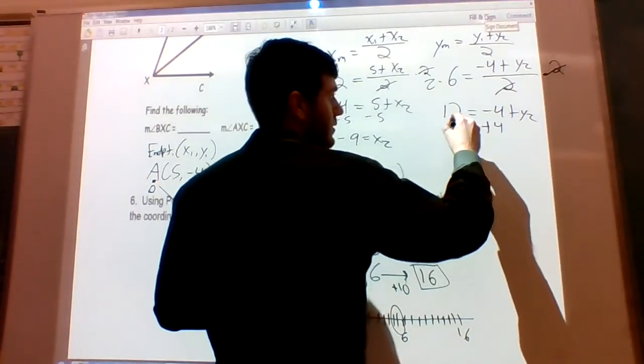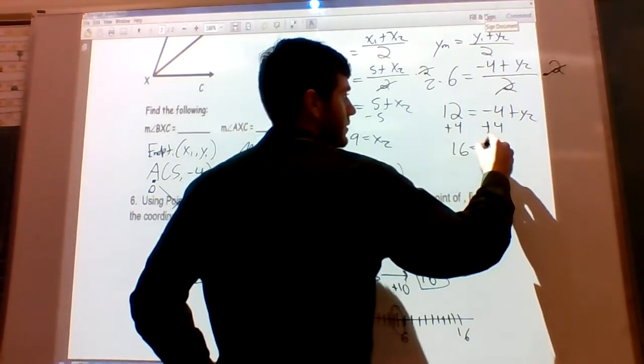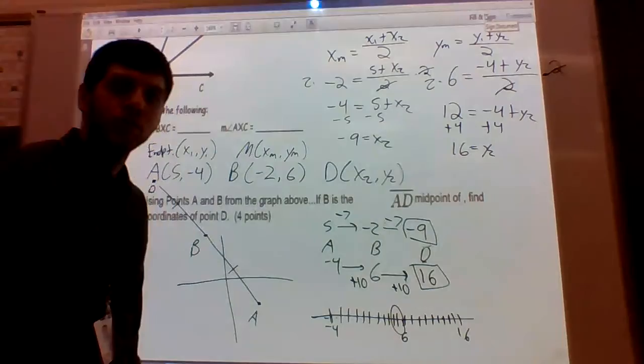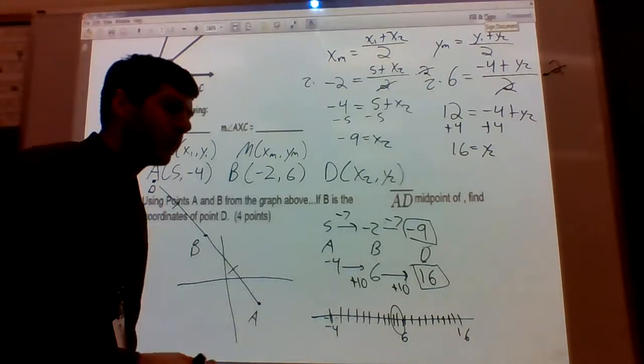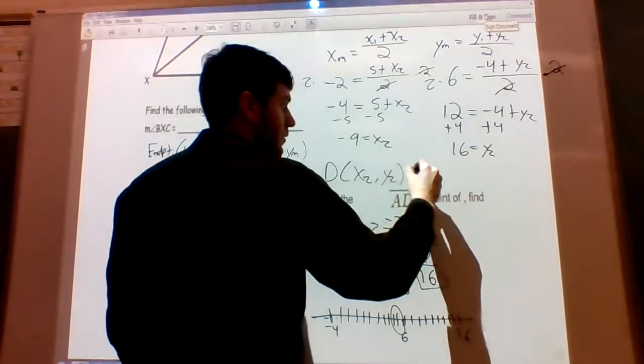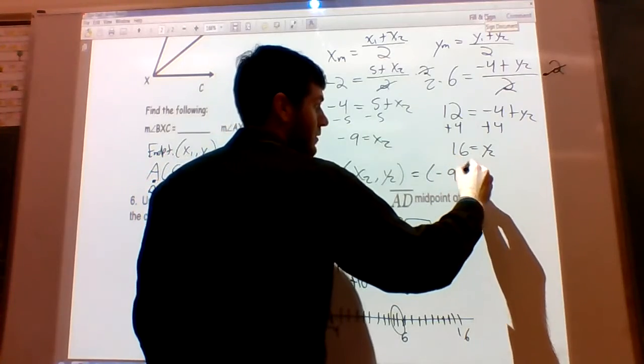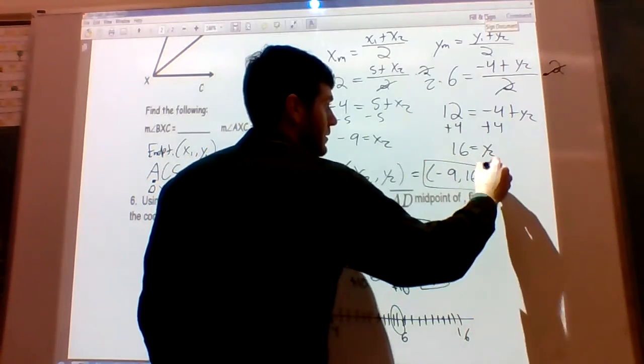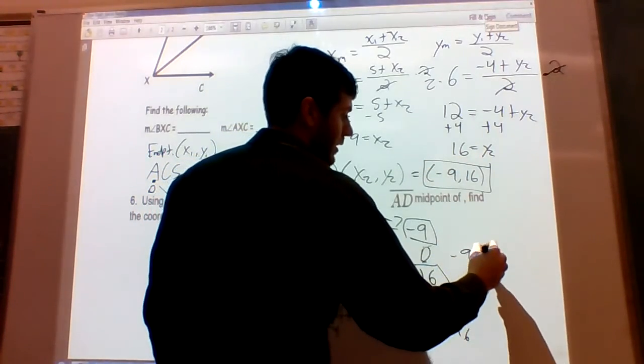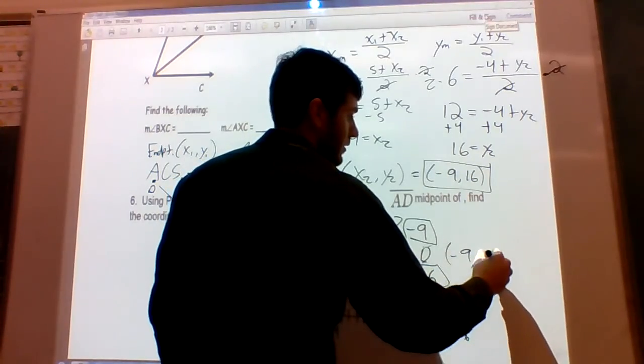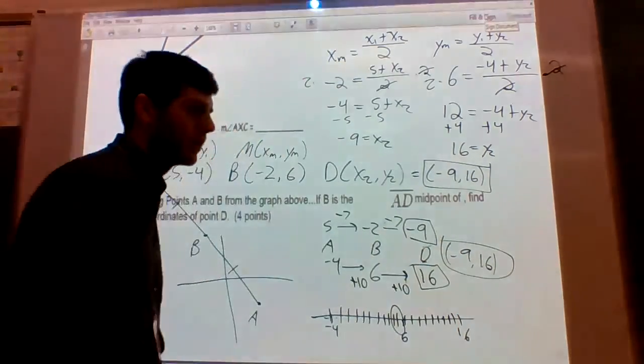Add 4 to both sides. 16 is y2. So our other endpoint, point D, is going to equal negative 9, comma 16. Right here, negative 9, comma 16. Either way, we get the right answer.